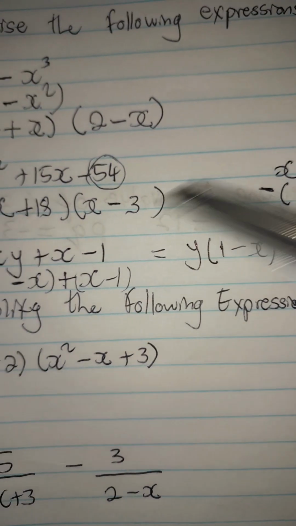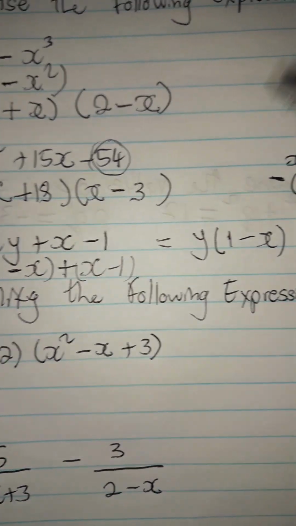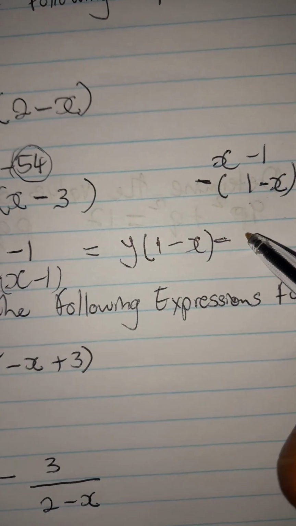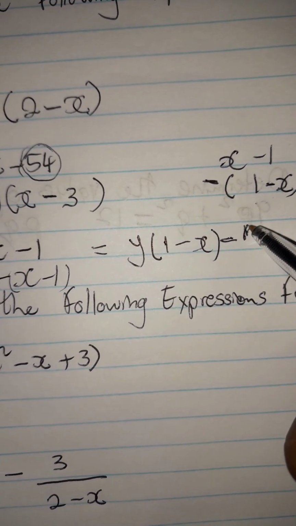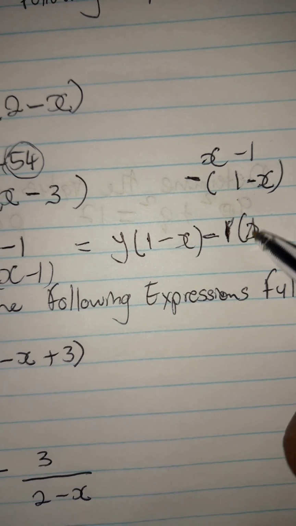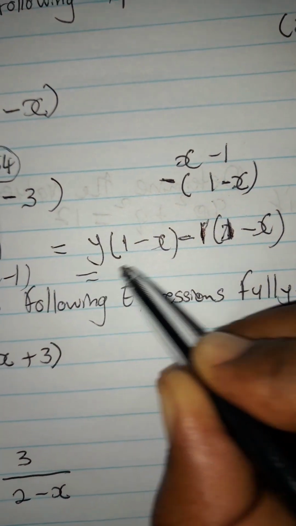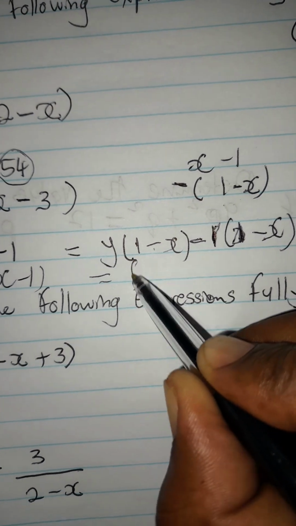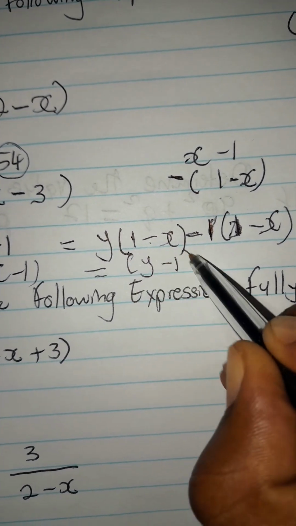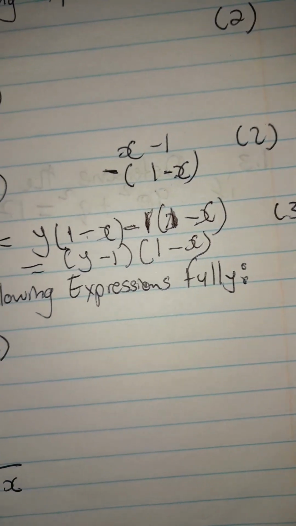So since we have changed this, it will affect the middle sign there. In other words, it will be minus. Then we will have an invisible 1 there, and open the bracket, which is 1 minus x. So in this case, we have common brackets. So let's factor out. We have y minus 1 as well as 1 minus x. So it's 3 marks, right?